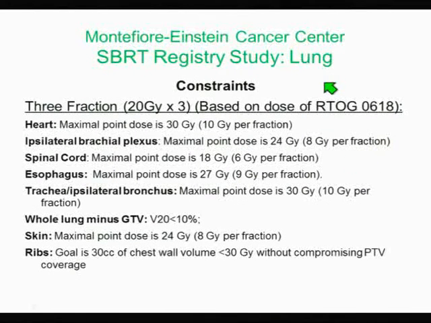For the lung, there are certain constraints for these 20 gray times 3. One of them is the ribs, to prevent a rib fracture. The goal is that 30 cc of chest wall volume should receive less than 30 gray. Think about 30 gray out of 60 gray. That is V50, so that's the 50% volume, because it's 10 gray per fraction.